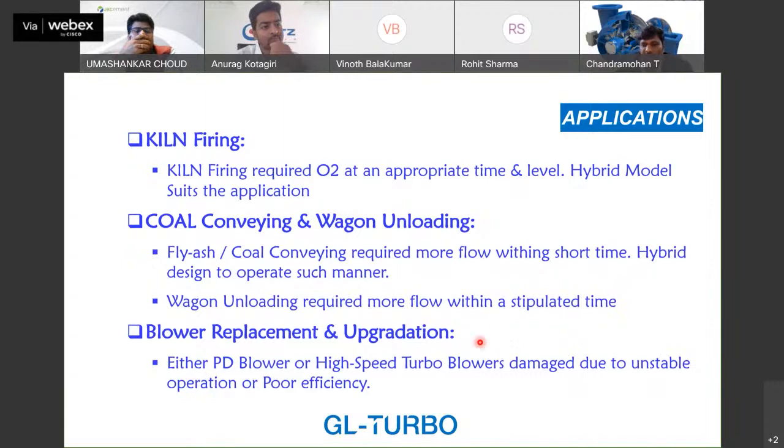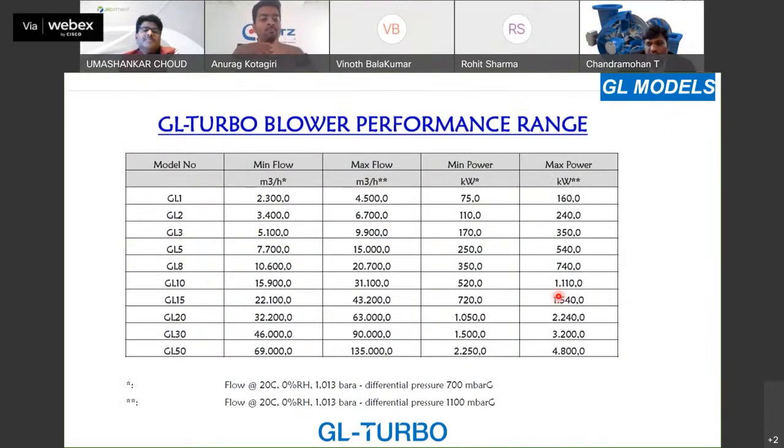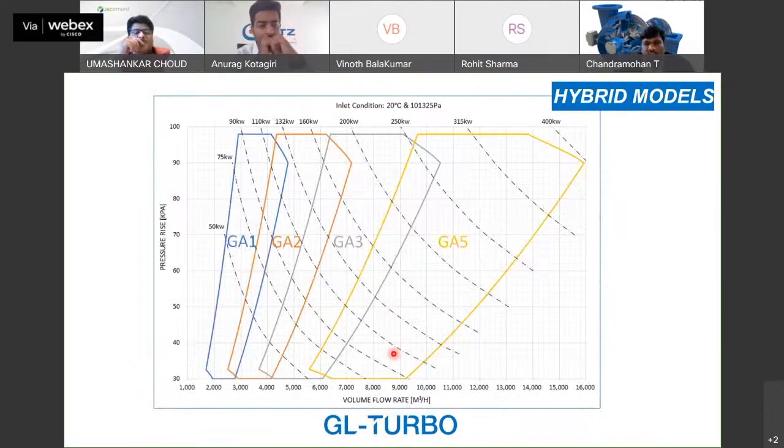And we are very much interested in blower replacement and upgradation also. These are the ranges which we have. You can see 2,300 meter cube is the smaller size for the GL model, that is the geared model, and we can go up to a maximum of 1,35,000 meter cube. For the GA model, there are only 5 models. These can also start from almost 1,500 meter cube up to almost 13,000 meter cube.